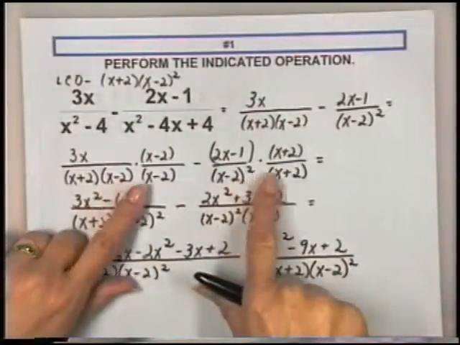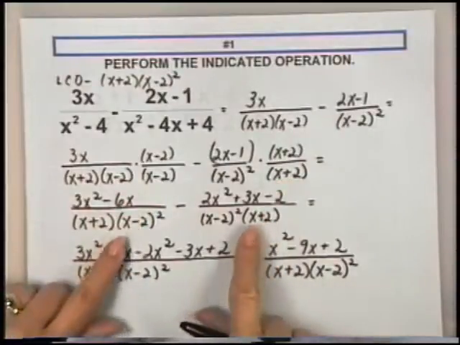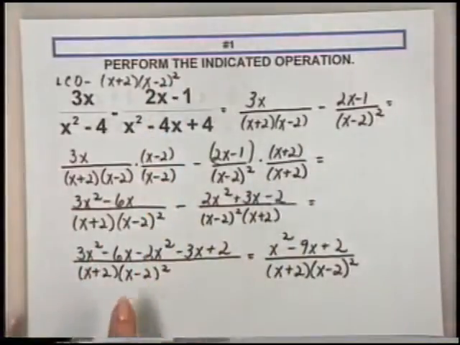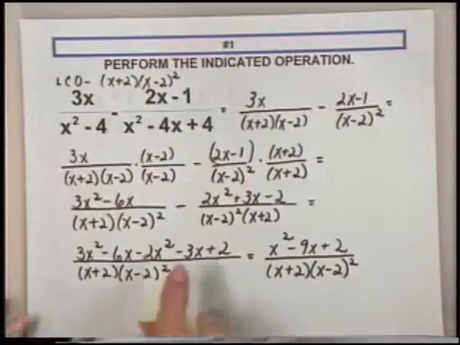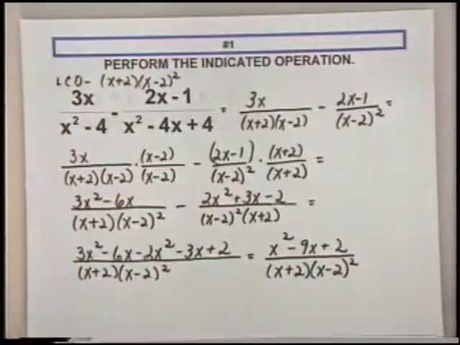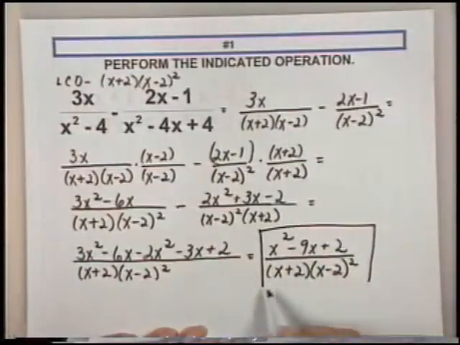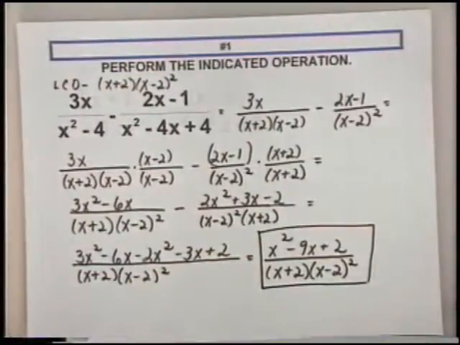We found the LCD. We multiplied each fraction by the needed factors so that the resulting fractions had a denominator of the LCD. We were then able to subtract the numerators, and we combined like terms. We wrote the LCD as the denominator, and now we check to see if we can reduce. Can we factor the numerator, x squared minus 9x plus 2? The answer is no, we cannot. Since the numerator and denominator have no common factors, this is my final answer.